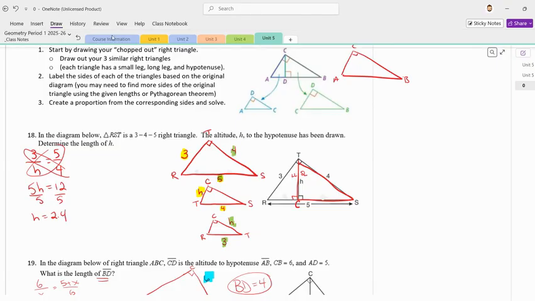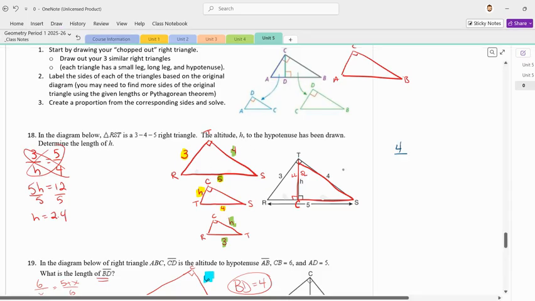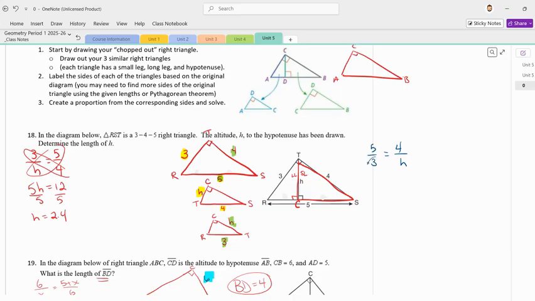So if I make proportions with these sides, I could say 4 is corresponding to H, and then the same triangle would start with 5 is going to correspond to 3. And notice that when we multiply these together, we still get 5H equals 12. So it doesn't matter which triangle you use, you're going to get the same result, okay?